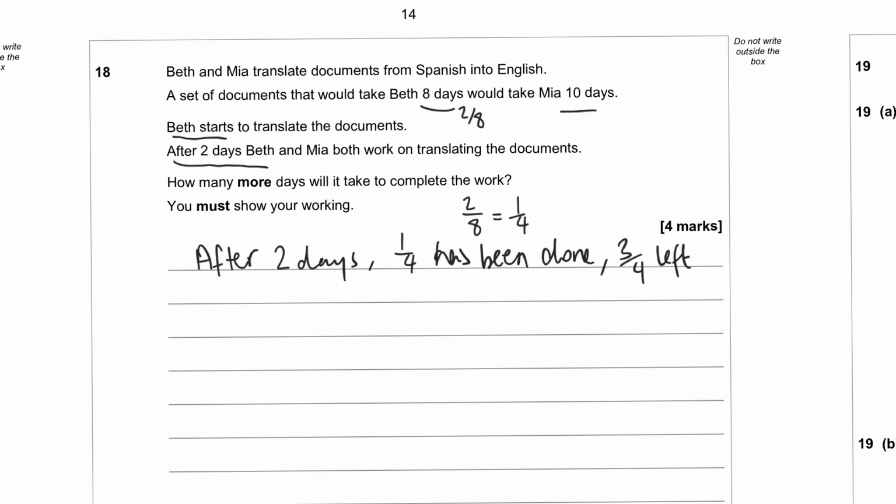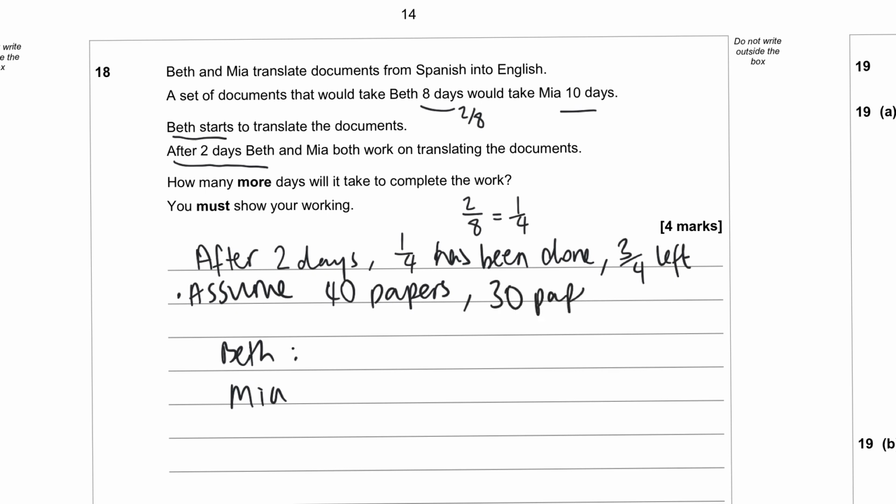Okay, so let's just assume, for the sake of the fact that you've got 8 days and 10 days, we can think of a random number to assume. It doesn't need to be a particular number of papers, but you want to pick a nice number. So I'm going to go with 40. Let's assume there are 40 papers. Because a quarter of the work has been done, there are 30 papers left to do, because a quarter of 40 is 10, take it out of 40, you've got 30.